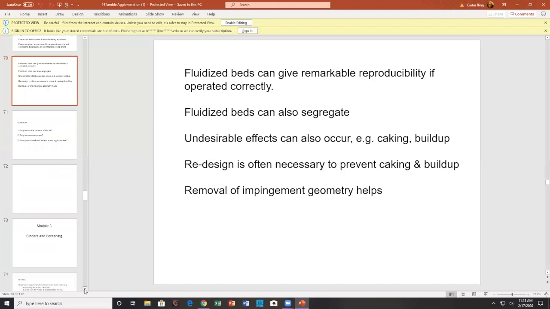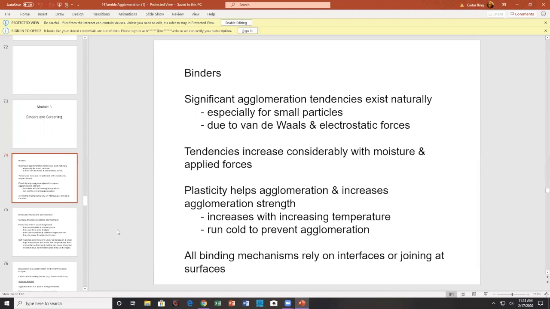Anyway, let's go on to screening and binders, right? Let's talk about binders first, screening second.